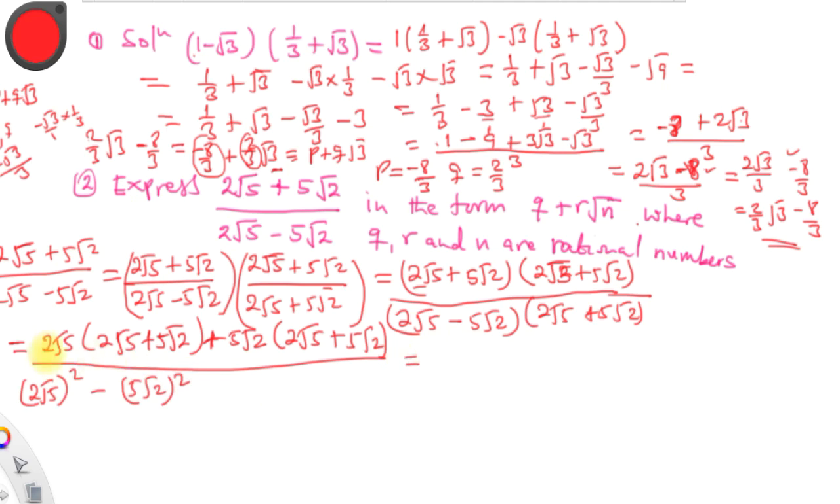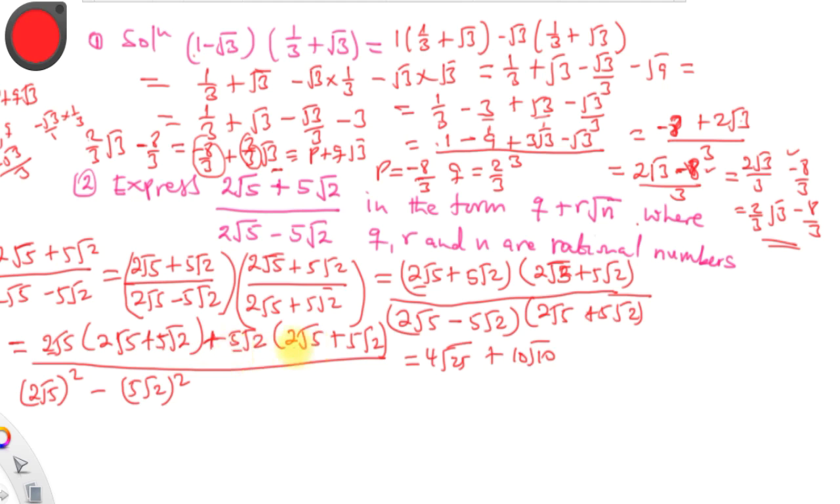So this is equal to 2 root 5 times 2 root 5. 2 times 2 you get 4, and root 5 times root 5 gets 25, so we get 4 times 25. Have you seen? And then 2 times 5 is 10, then 5 times 2 is 10, so this is plus 10 root 10. Then when you come to this step, you have 5 root 2 times 2 root 5.